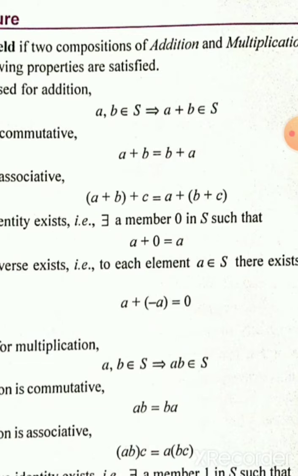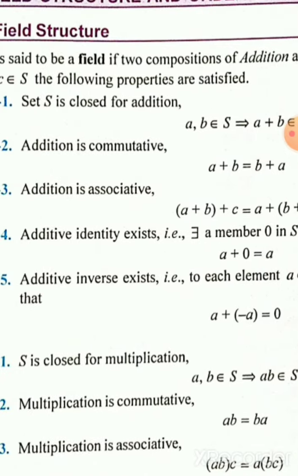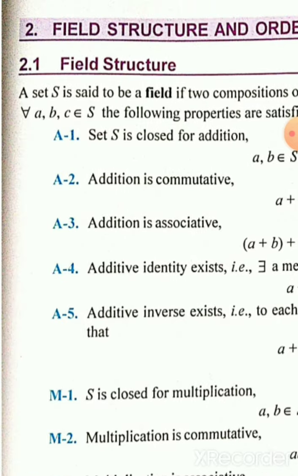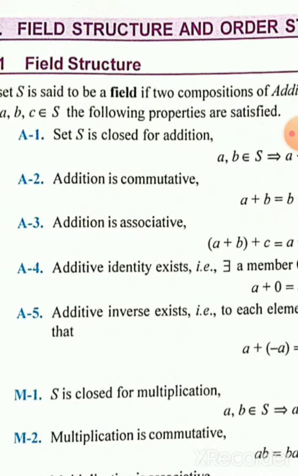If this happens, then we can say that set S satisfies the inverse property with respect to addition. If any one element does not satisfy this condition, then we will say that property is not satisfied by that set S, and hence, as one of the properties is not satisfied, we can't say that it is a field. So the structure S is said to be a field if all of these properties are satisfied. So this one is the fifth property.